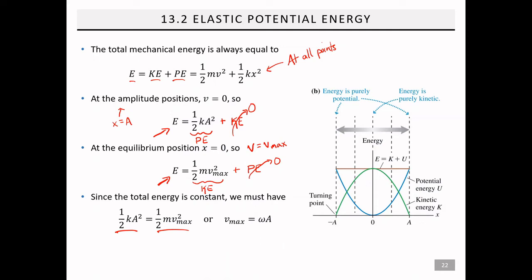Now we can actually simplify this equation a little bit. I will let you work out the details, but remember that omega is equal to the square root of K over m. So if you simplify it, you end up with this actually very nice equation that relates the maximum velocity to the amplitude of the object.